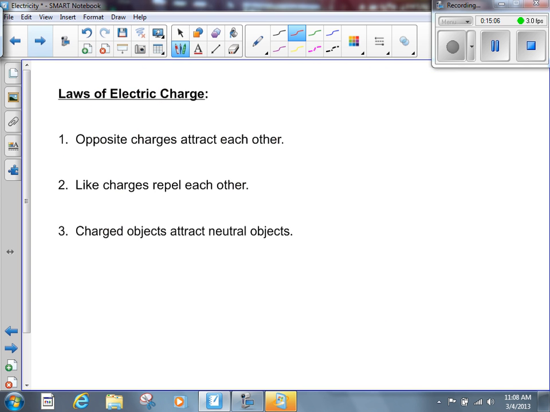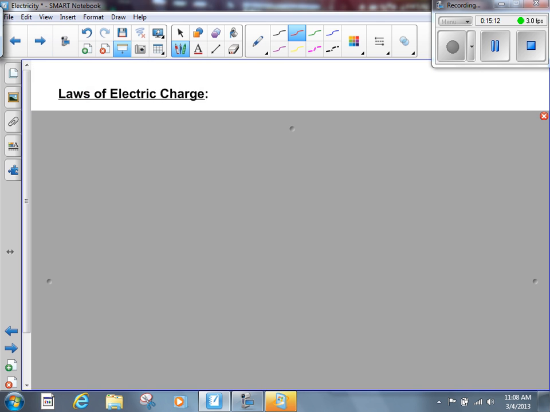Almost done here today. We've got three laws of electric charge to talk about, and then we've got one more law that's kind of related to this to talk about, and then we're pretty much done for the day. The three fundamental laws of electric charge that you have heard before, you just may not remember them.